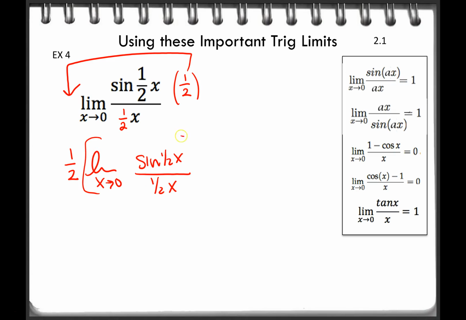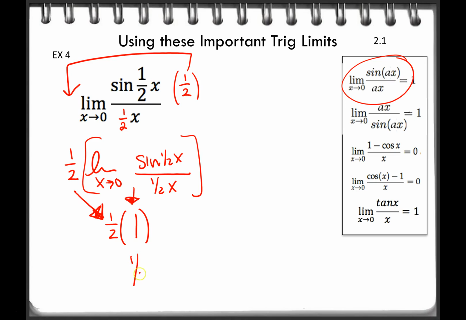Well, this whole thing matches up with one of these, and that's going to give me a 1. So then I'm left with 1/2 times 1. That 1/2 comes from here, and then this comes from here. 1/2 times 1 is, of course, a 1/2. These are getting fun now and kind of repetitive, aren't they?